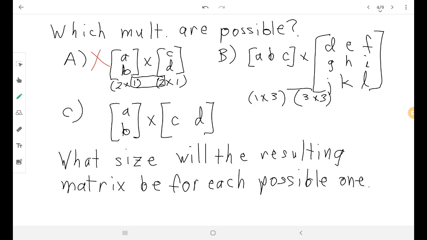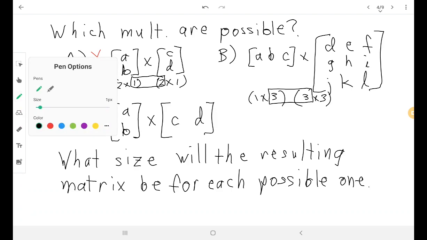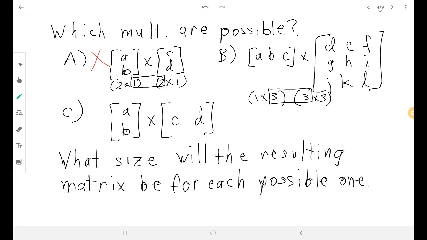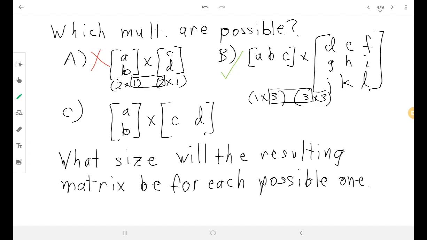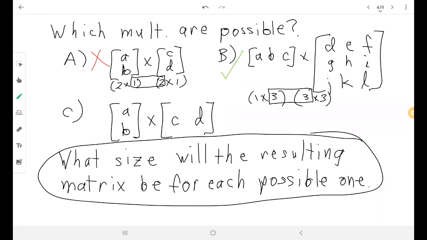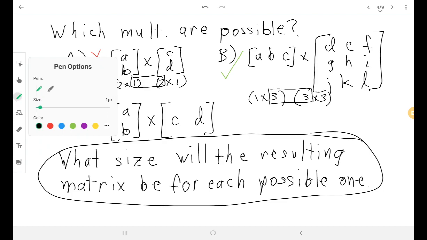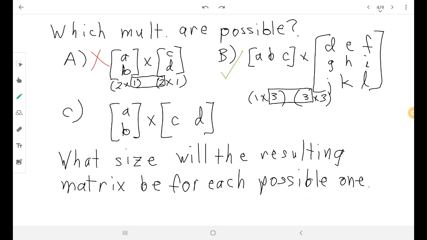So look at the inner numbers. Are they the same? And the answer is yes this time. So is this one possible? And the answer this time is yes. That one is possible. And then I've got this other question down here. What size will the resulting matrix be? We'll talk about that in just a second.